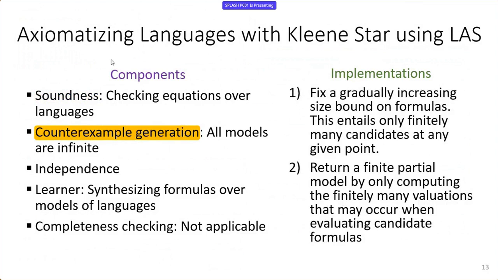So even if you have one letter in your alphabet, you have infinitely many strings, which means you have infinitely many languages. So what we do is we just produce a partial model that explores the true infinite model on certain finite parts. The idea is that the parts that we explore are good enough to inform the axiom synthesis in the following rounds.